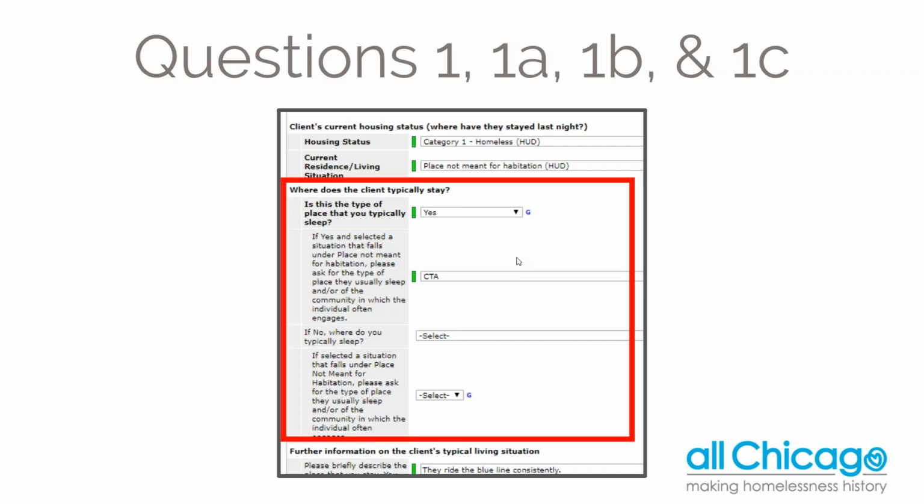So let's dive into questions 1, 1A, 1B, and 1C. A lot of this is very contingent on what is answered for current residence / living situation. As you'll notice, in my scenario I listed that my client is staying in a place not meant for human habitation, and that they typically stay there. Then we get into further details: if yes, and they selected a situation that falls under a place not meant for human habitation, I indicated that they stay on the CTA for the most part. Because I've already answered these, you'll notice that if no and its accompanying question do not need to be answered. I only answered this because my client said yes, I typically stay here, and that place is not meant for human habitation.